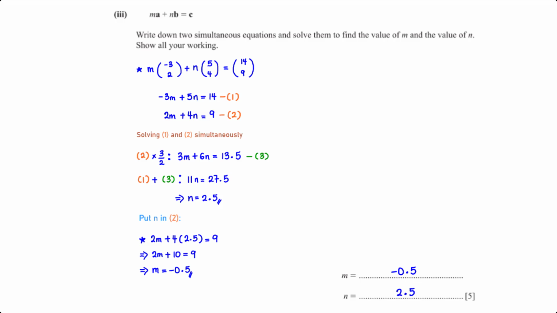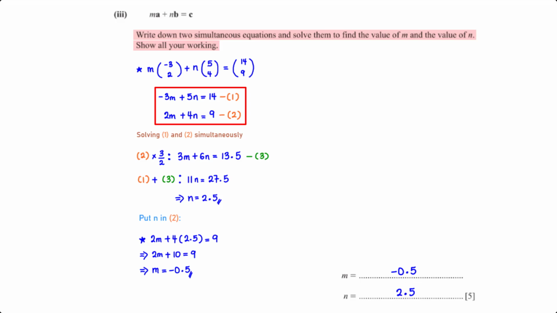ma plus nb equals c. Write down two simultaneous equations and solve them to find the value of m and the value of n. Show all your working. We've been given a as negative 3, 2, b as 5, 4, and c as 14, 9. From this, we can set up two equations to find the values of m and n. For the top element, we have negative 3m plus 5n equals 14, which we've labeled as equation 1. And for the bottom element, we have 2m plus 4n equals 9, which we've labeled as equation 2.